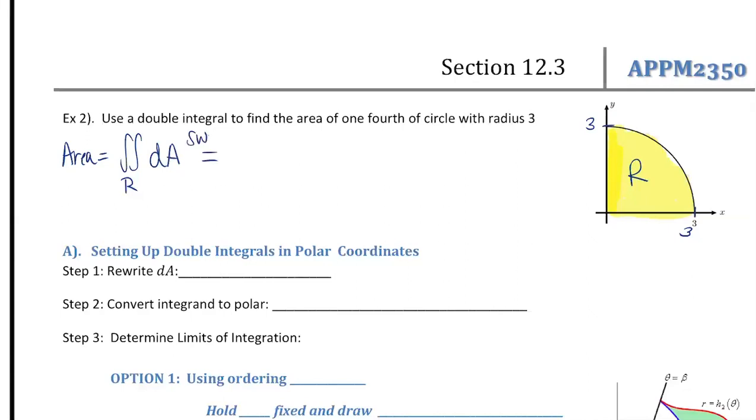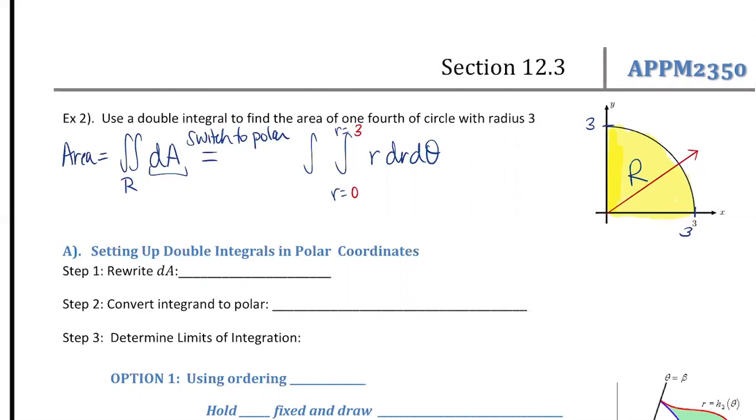Okay, so if we wanted to evaluate this, we're going to switch to polar. And we just showed on the previous page that in polar, dA becomes r dr d theta. Then we're going to set up our limits. If I'm starting with r, my inside limit, I'm going to think of freezing theta, and I'm going to shoot an arrow radially outwards for a fixed theta. And I'm going to think of where that arrow enters the region and where it exits. So it's entering when r is 0, it's exiting when r is 3.